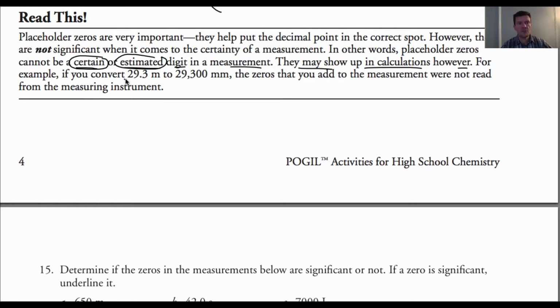For example, if you convert 29.3 meters to 29,300 millimeters, the zeros that you add to the measurement were not read from the measuring instrument, but they're there because they need to move the 293 into the correct location because you converted from one unit to another unit.